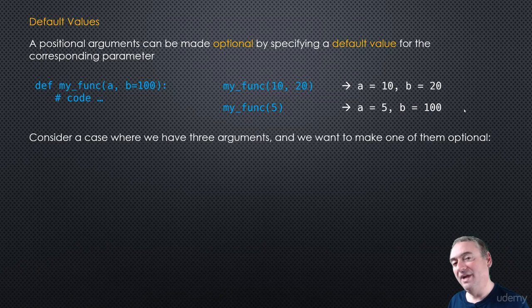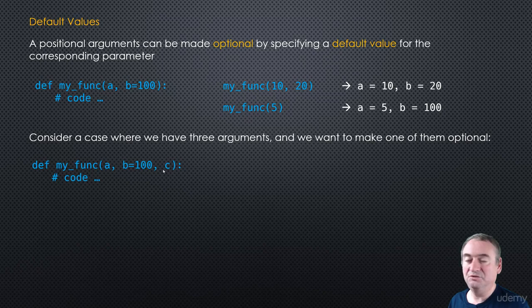Now consider a case where we have 3 parameters and we want to make one of them optional. So suppose we have this. We have a, b, and c as the 3 parameters, and we're going to specify a default value for b, but we don't want one for c. We just want it for b. So let's say we do that.